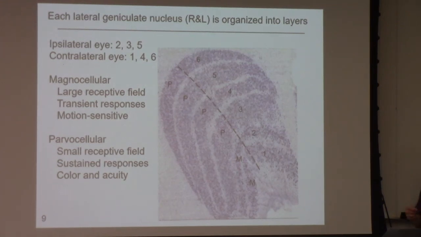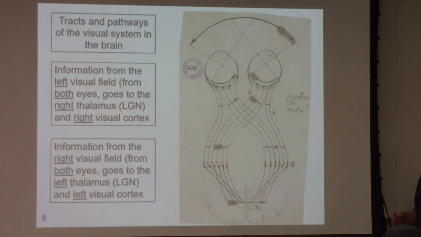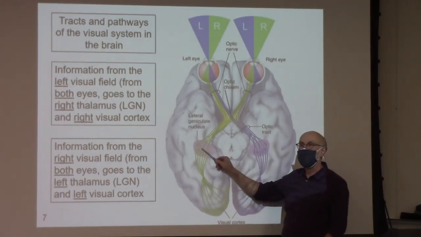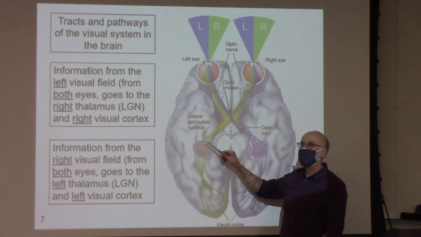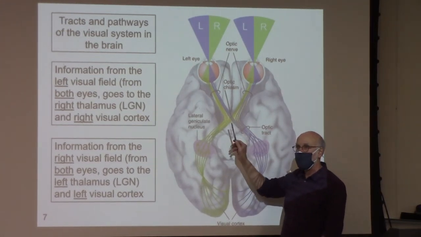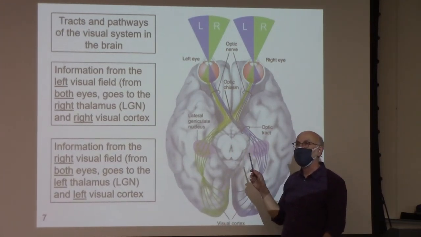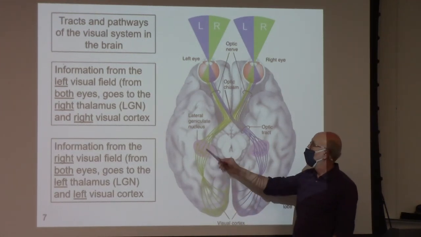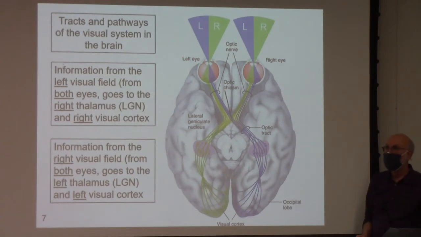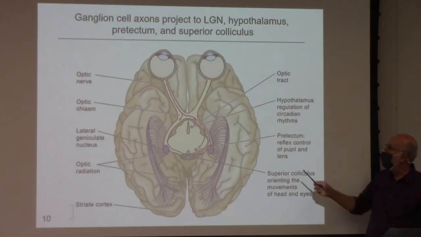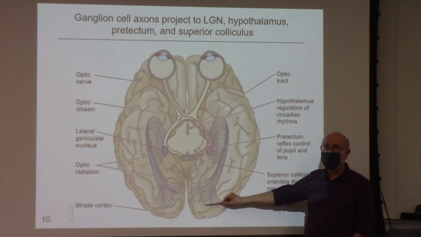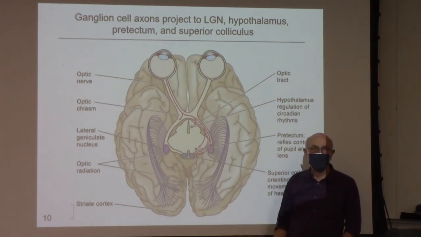So questions about what the lateral geniculate nucleus of the thalamus is doing. It's receiving information from both eyes. It's receiving information from the contralateral field of both eyes and processing it. And sending that information to the visual cortex, the primary visual cortex in the occipital lobe.